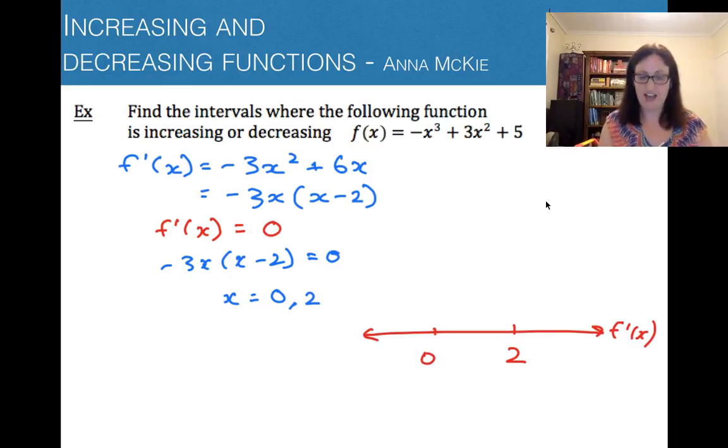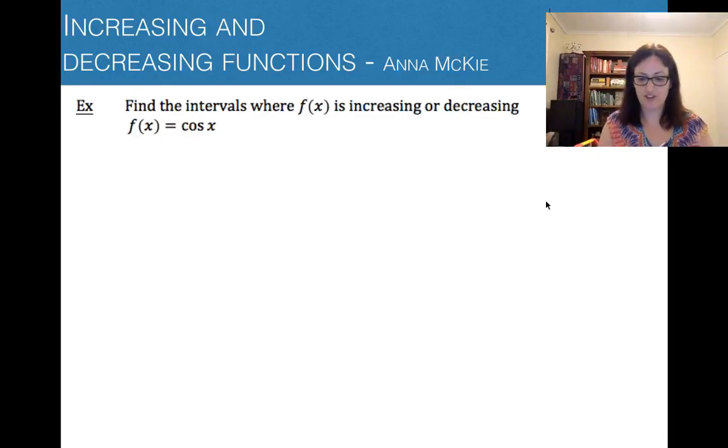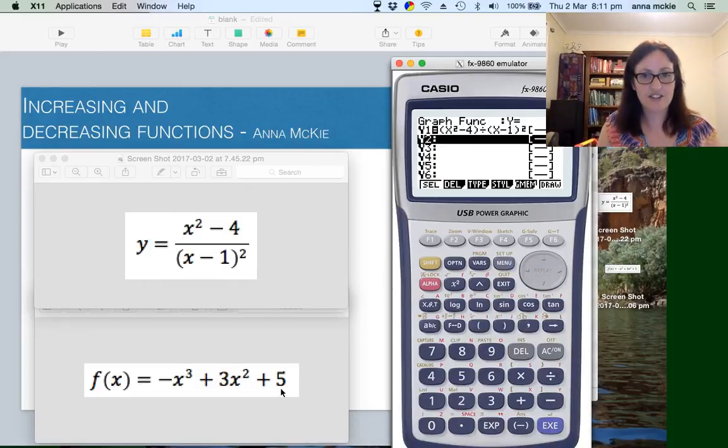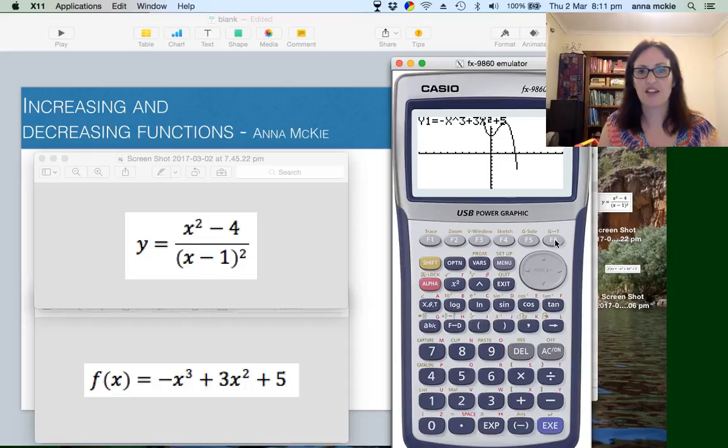But again, how do you know where they're positive, where they're negative? Create a visual for yourself. So, oops, I meant to go to my emulator and graph the second graph. Here it is written here. So let's type that in. Negative x cubed plus 3x squared plus 5. I'll do a standard window and graph that.